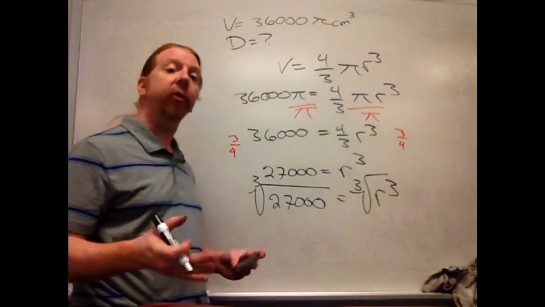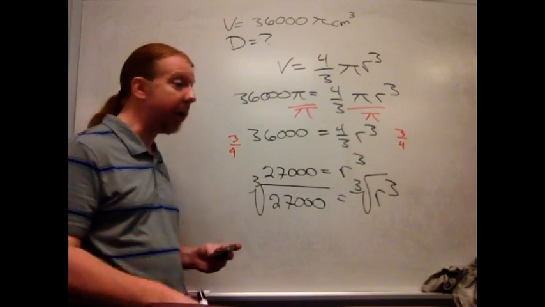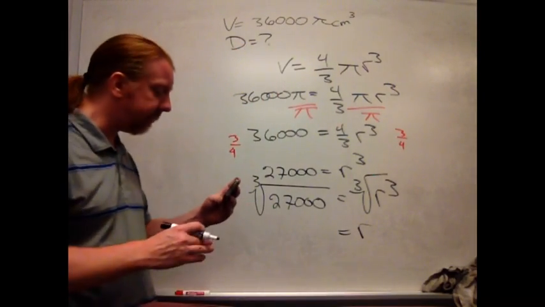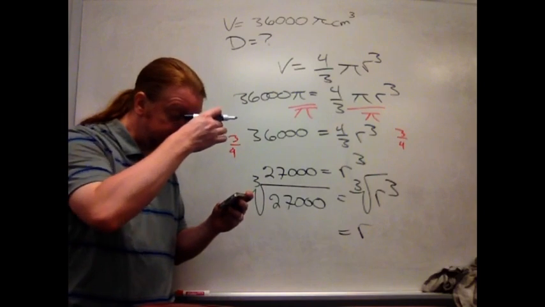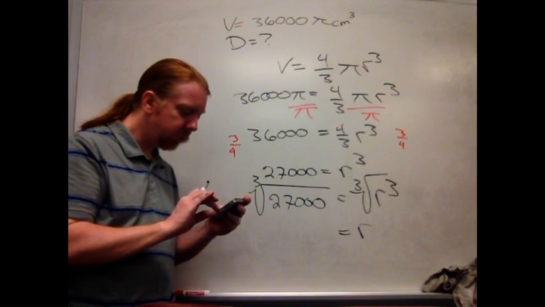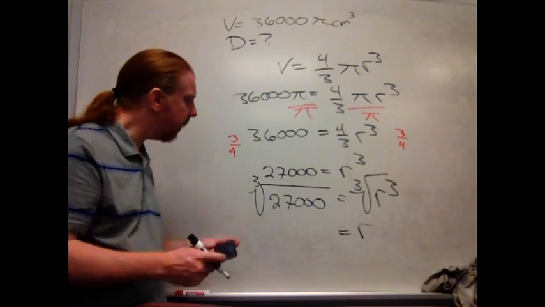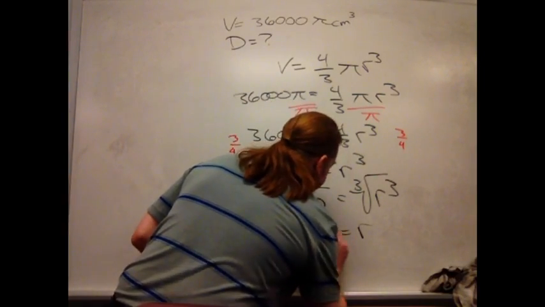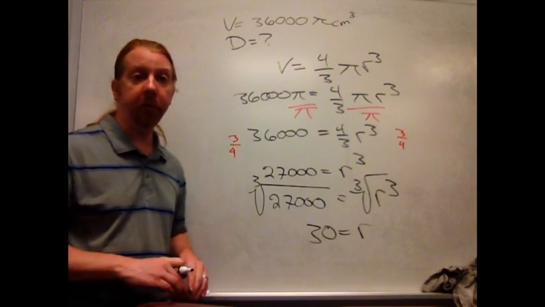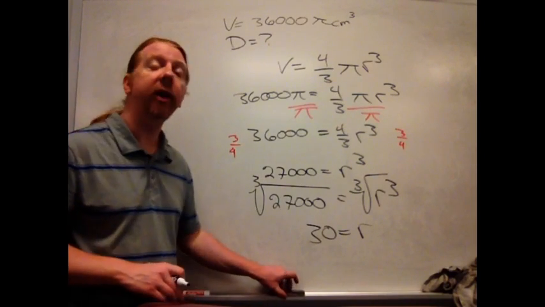Remember, cube root is like square root, but for third powers. One side of the equation has r left. The other side of the equation gives me 30. So the radius of this mystery sphere must be 30 units, or in this case 30 centimeters.